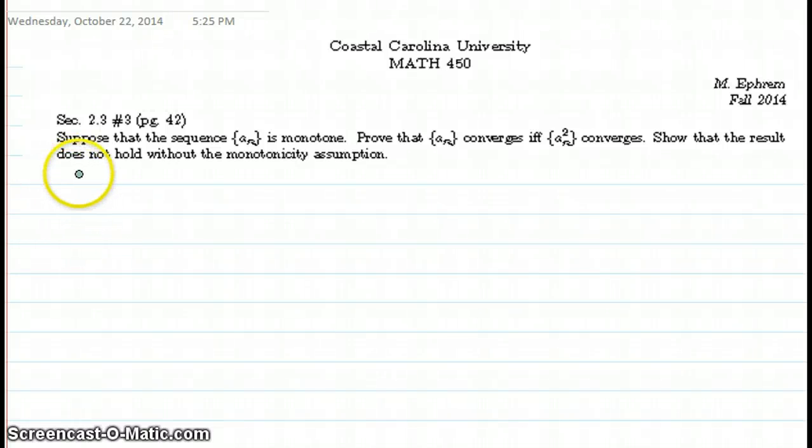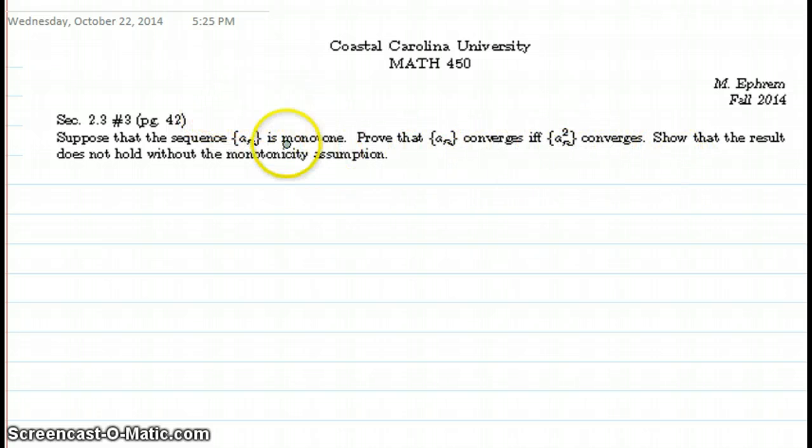Hello, this is meant to be for my Advanced Calculus class 450, and we're using the textbook by Patrick Fitzpatrick, the second edition. I just want to do a problem from the textbook that says that if a_n is a monotone sequence, prove that a_n converges if and only if a_n squared converges.